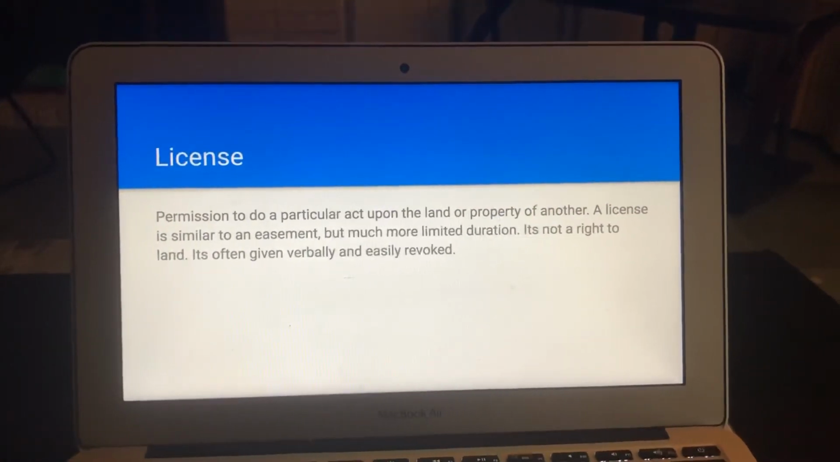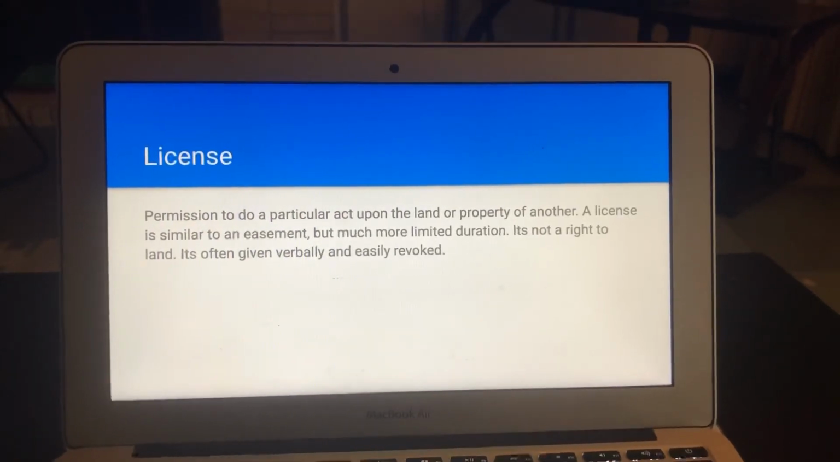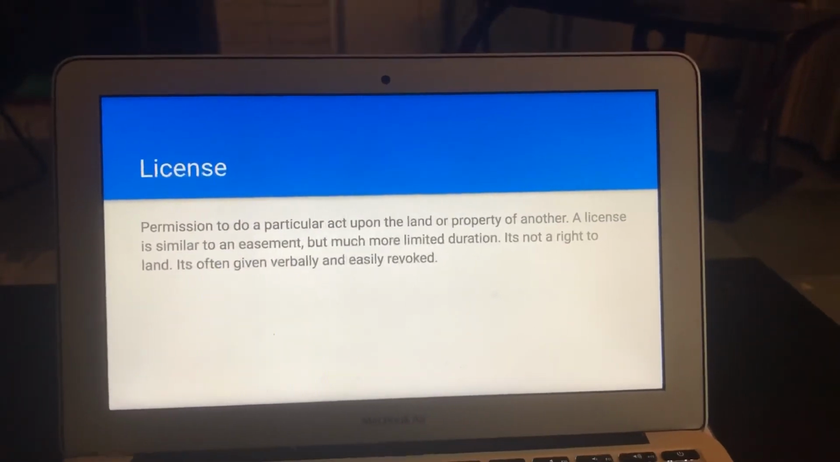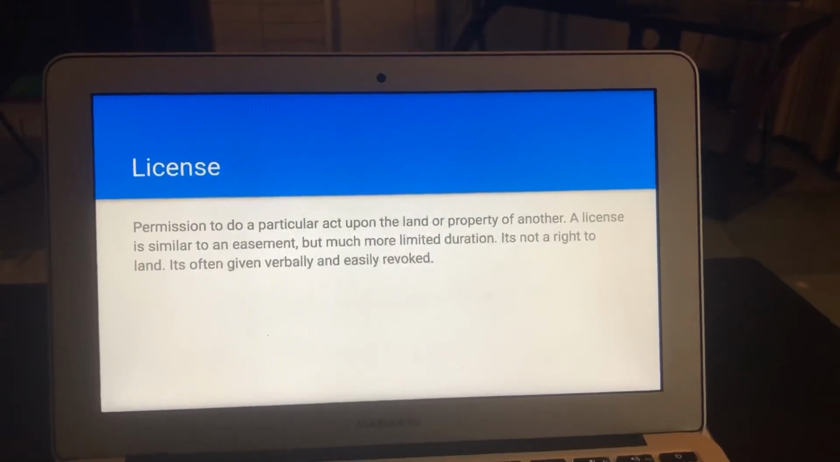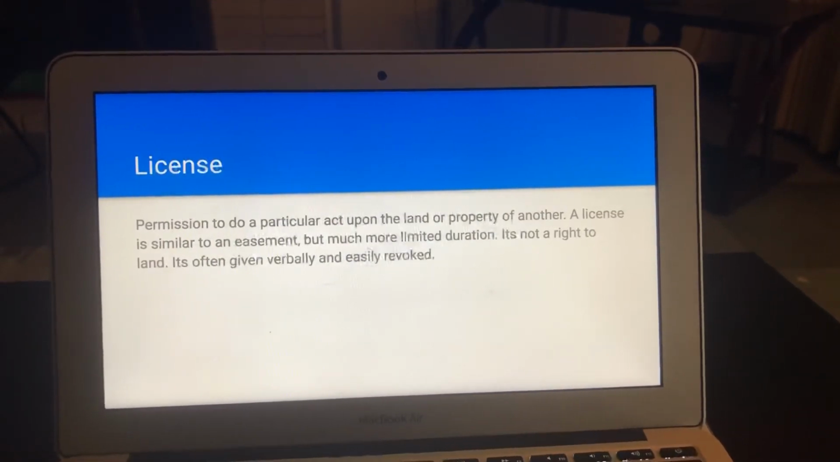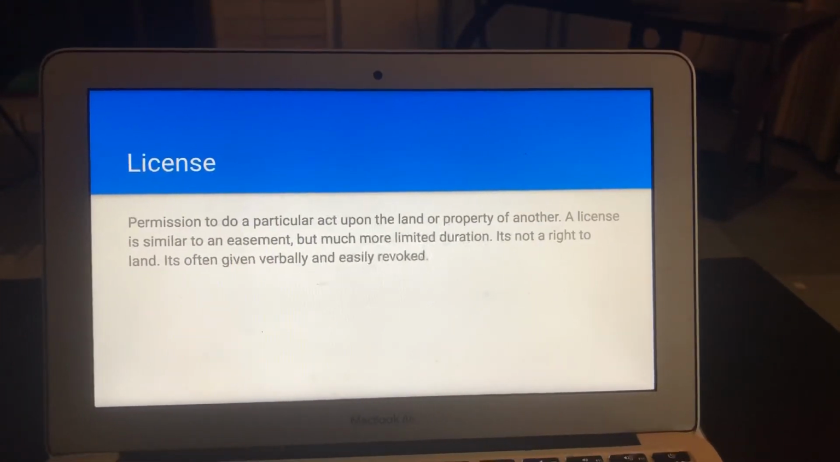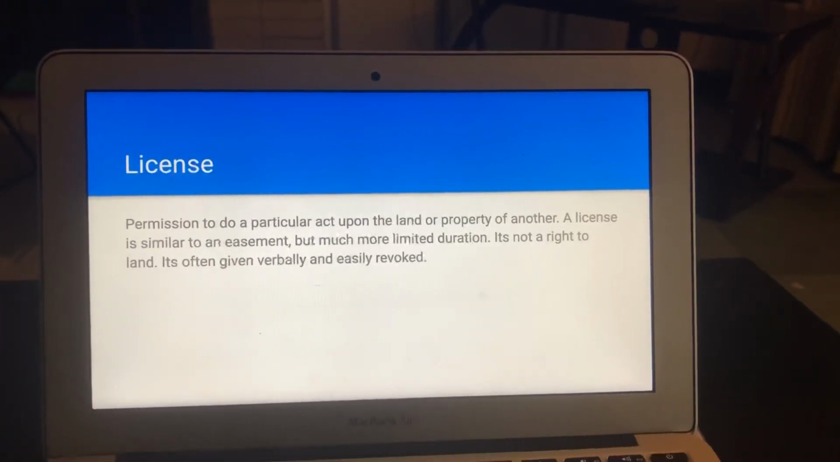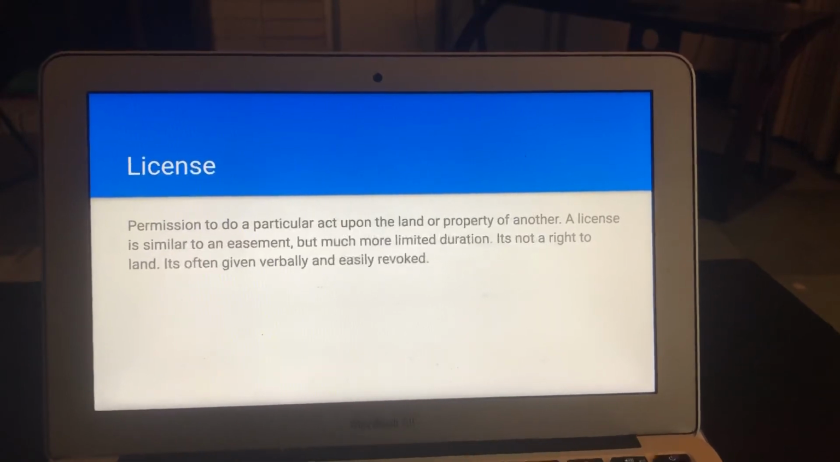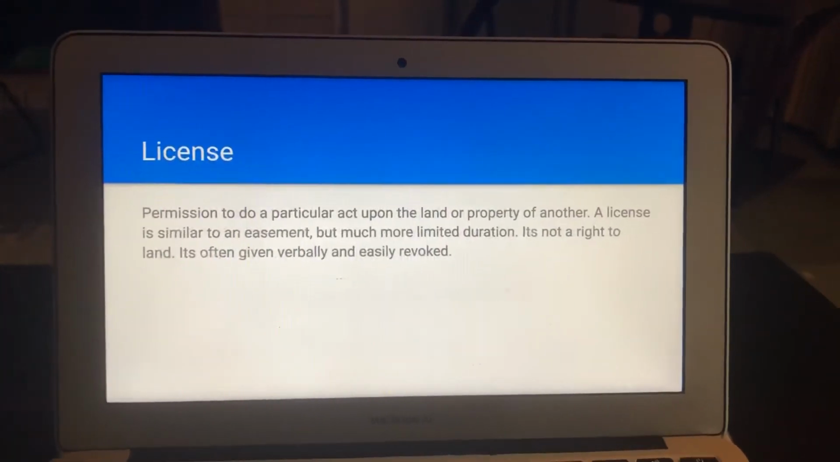You have a license. A license is permission to do a particular act upon the land or property of another. A license is similar to an easement, but of much more limited duration or time. It is not a right to land. It is often given verbally and easily revoked.